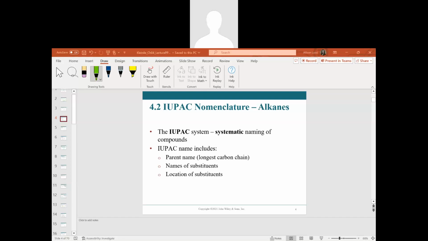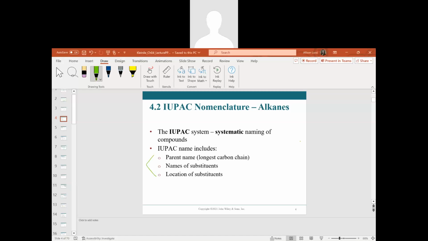In this next section of Chapter 4, we're going to review what's called the IUPAC nomenclature. This is the standard system of systematic naming of compounds from the International Union of Pure and Applied Chemistry. We call that IUPAC for short. We're going to look at some rules or steps that we can use to strategically walk through how to name compounds. Our list for nomenclature would be to name the parent, which is the longest carbon chain.